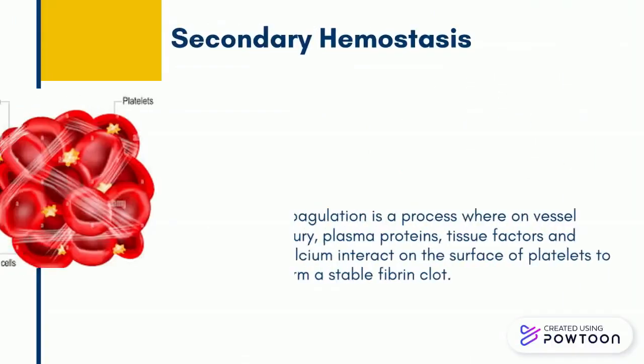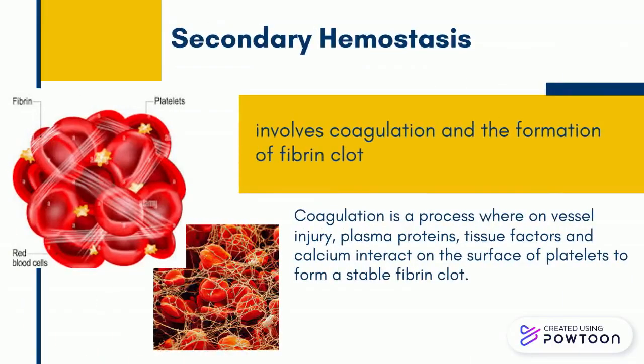Secondary hemostasis involves coagulation and the formation of fibrin clot. Coagulation is a process whereon a vessel injury, plasma proteins, tissue factors, and calcium interact on the surface of platelets to form a stable fibrin clot. Platelets also interact with fibrin to form platelet-fibrin clot.